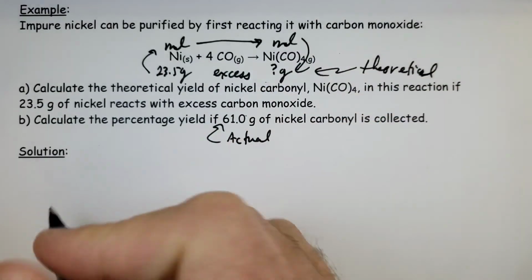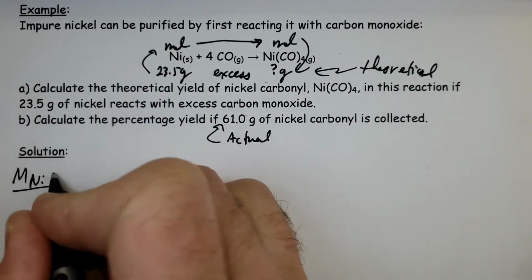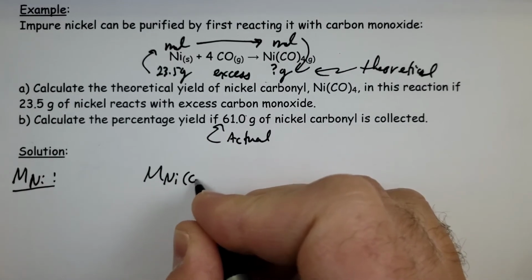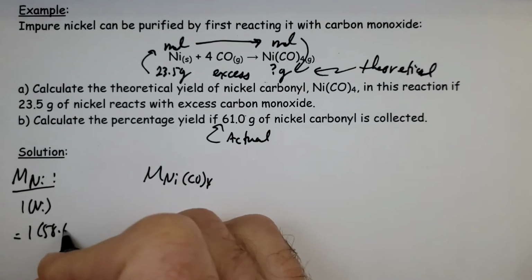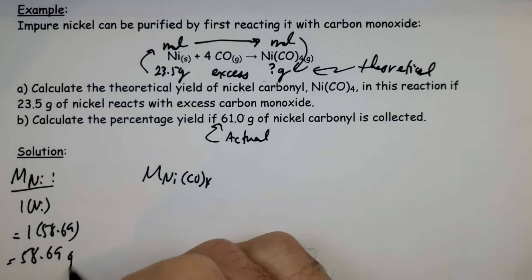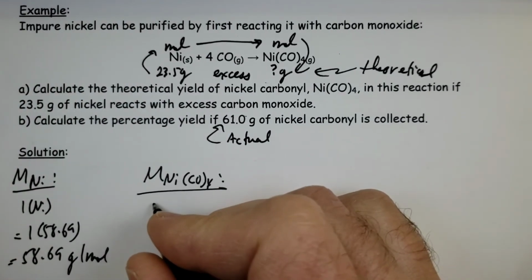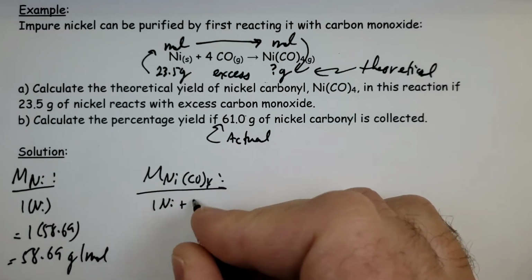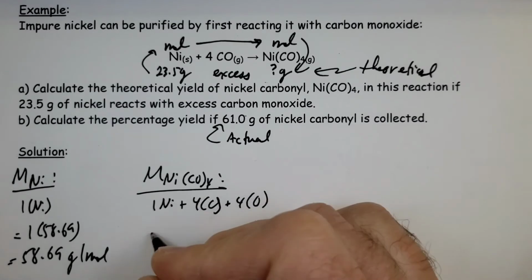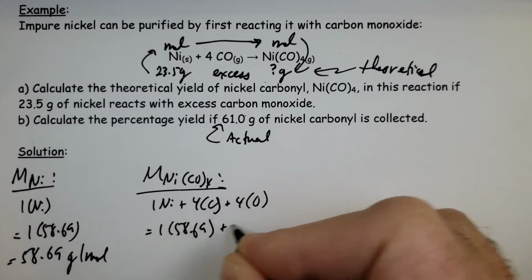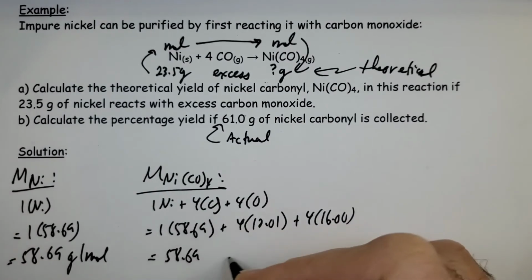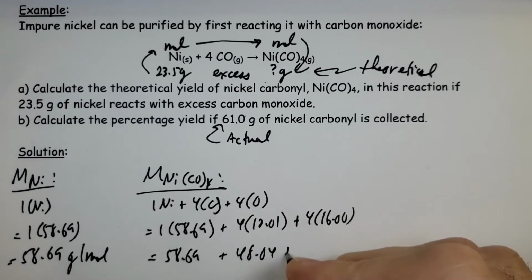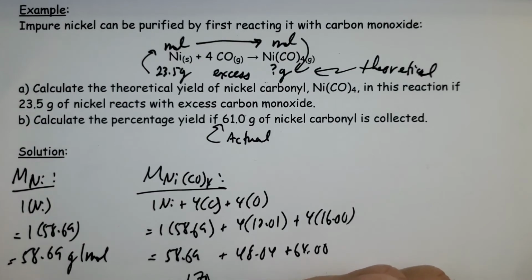So, of course, here, grams to moles, moles to grams, we're going to have to figure out the molar mass of nickel and the molar mass of nickel carbonyl. So nickel here, we just have one nickel. So that's 1 times 58.69, so 58.69 grams per mole. Over here we have 1 nickel, 4 carbons, 4 oxygens. And then we have that, and we have that. So 58.69 plus 48.04 plus 64. So that's 170.73 grams per mole. All right, so now we're ready to do the question now.